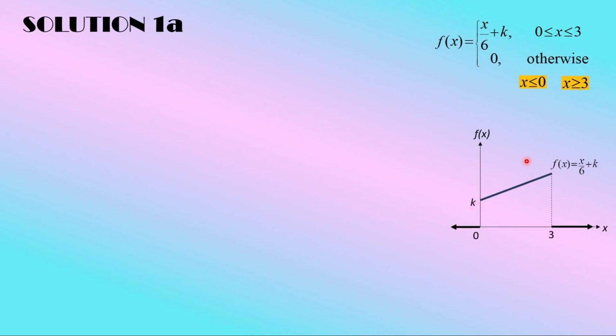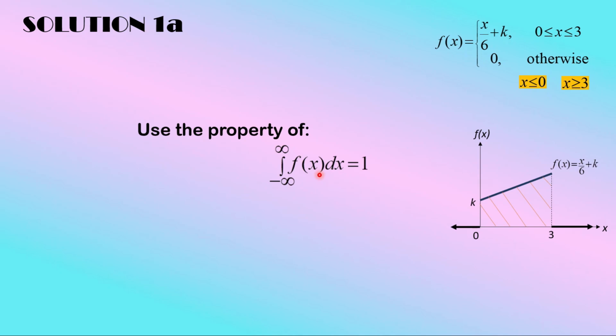And this is the graph of f(x). Since f(x) is a probability density function, or PDF, the total area under the curve, obtained from the integration process from negative infinity to infinity, is equal to 1. Then how do we solve for the constant k? Use the property of the probability density function, which is the integration of f(x) from negative infinity to infinity is equal to 1.